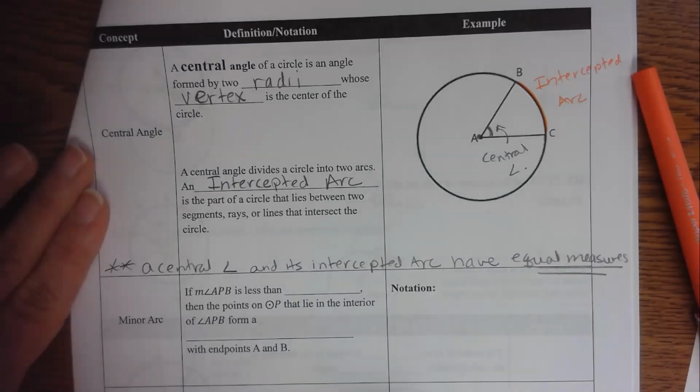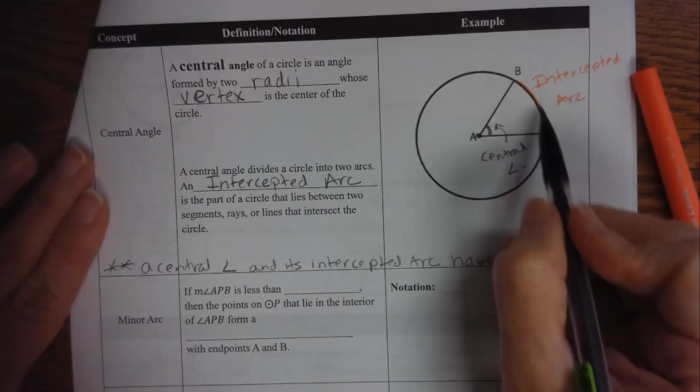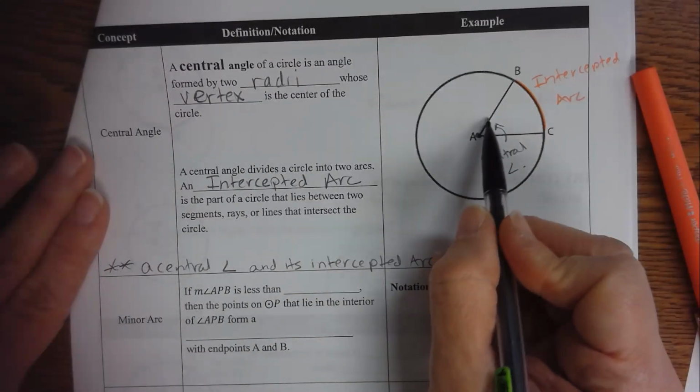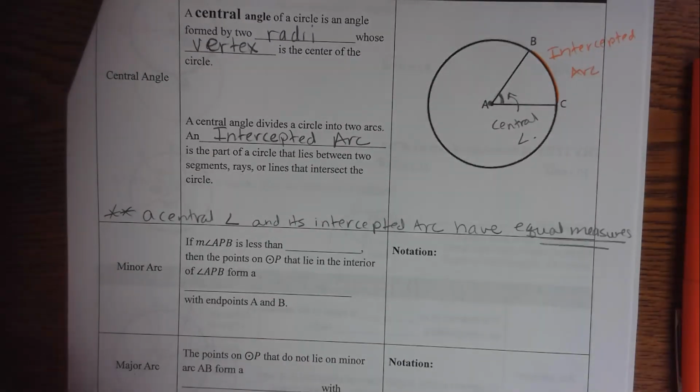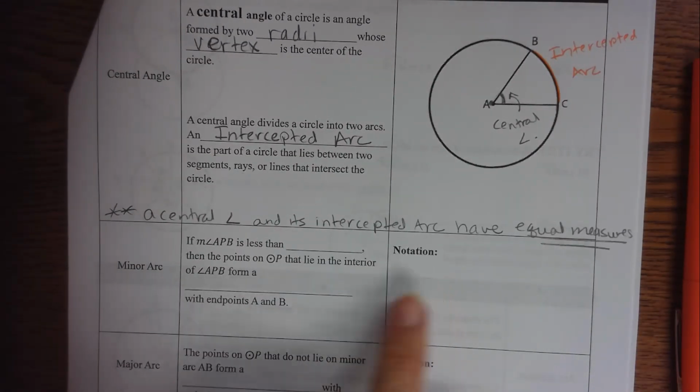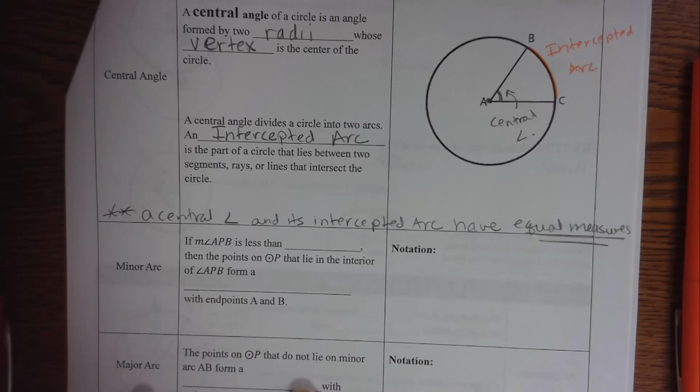Have equal measures, okay? So the measure of the arc in degrees is the same as the measure of this angle, of course in degrees, okay? All right, minor arc. So I'm going to go with the notation. So let's define a minor arc, a major arc, and a semicircle.